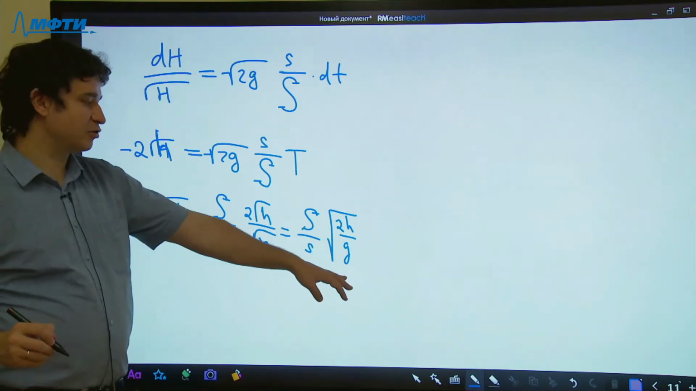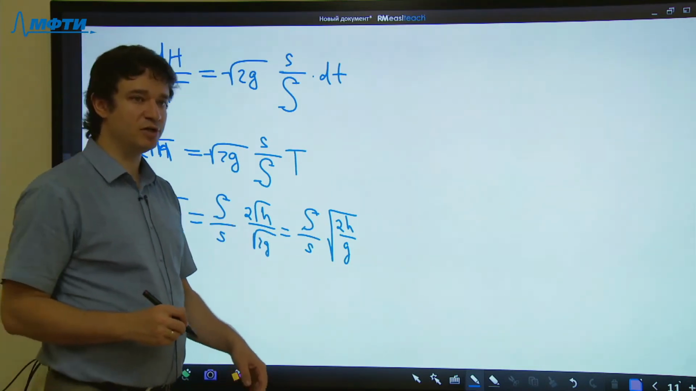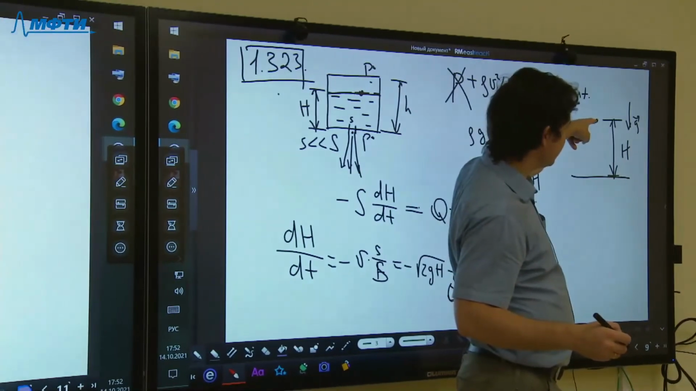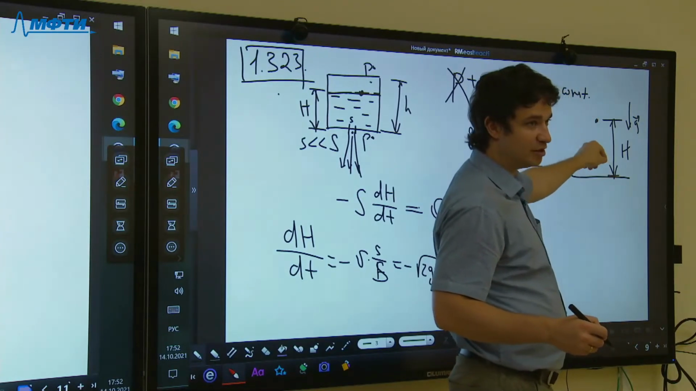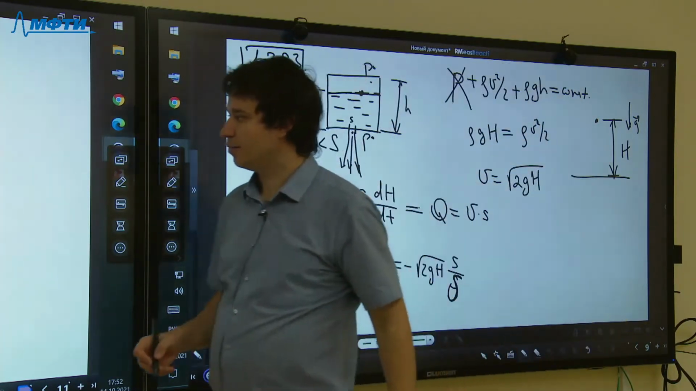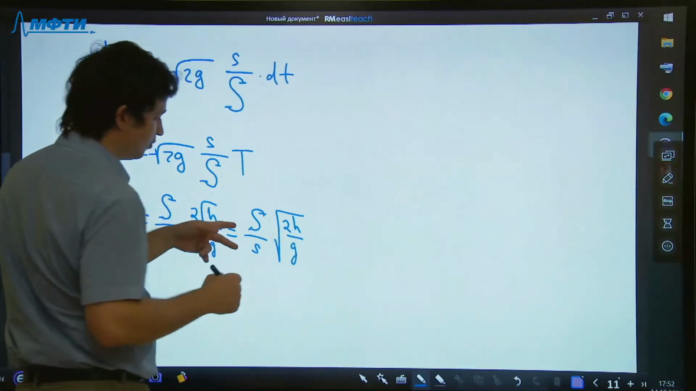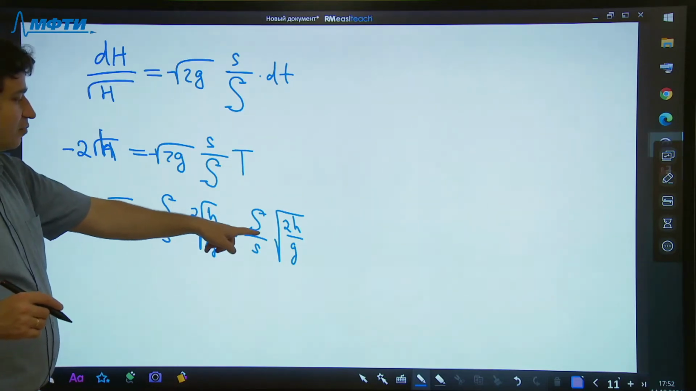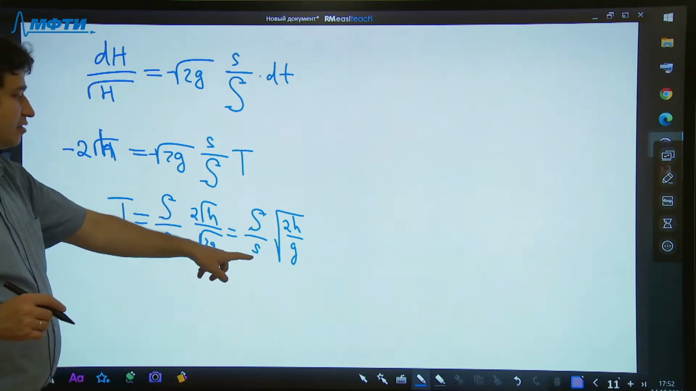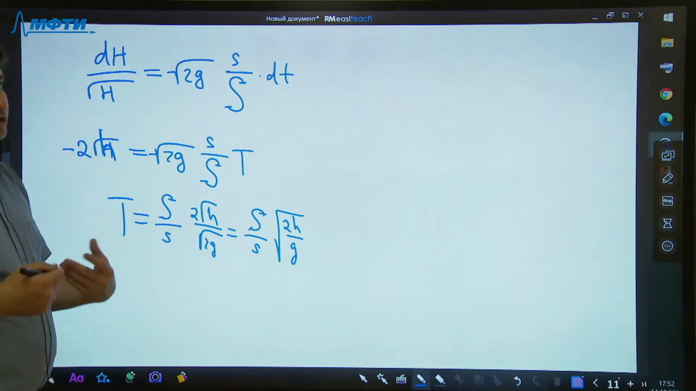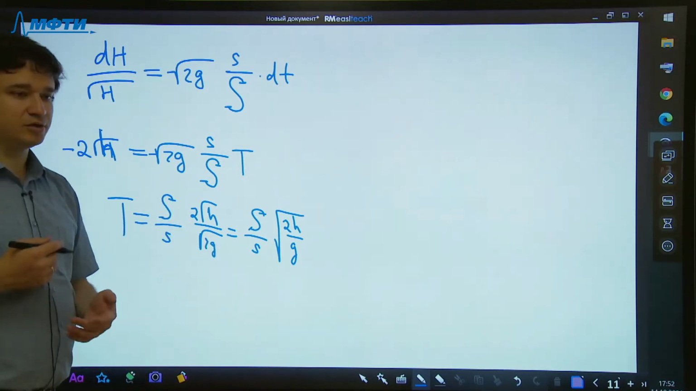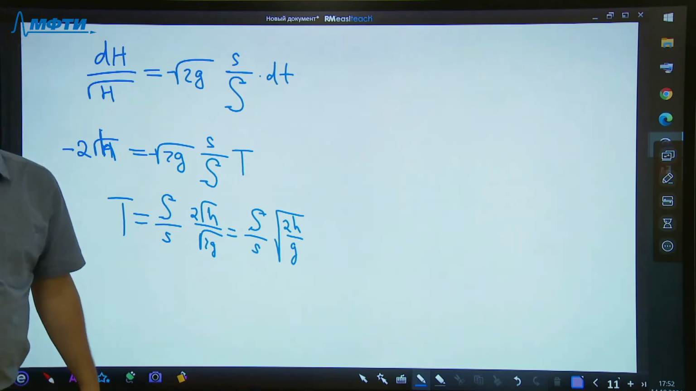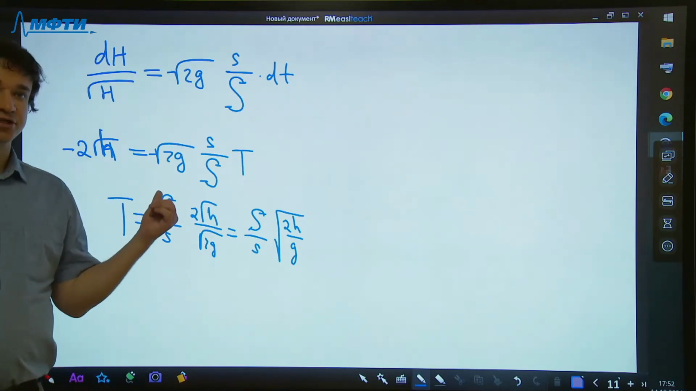which turns out to be, so this square root of 2h over g turns out to be the amount of time which is required for this body to fall from this height of small h to the level of Earth. But due to this ratio between the base area of the vessel and the area of the orifice, actually it requires much longer for the liquid to completely empty the vessel. Okay, any questions about this?